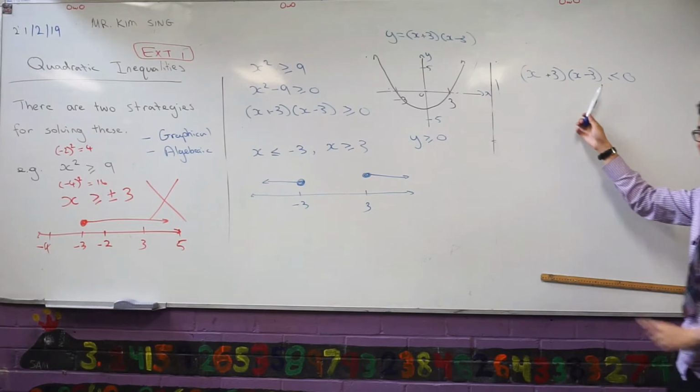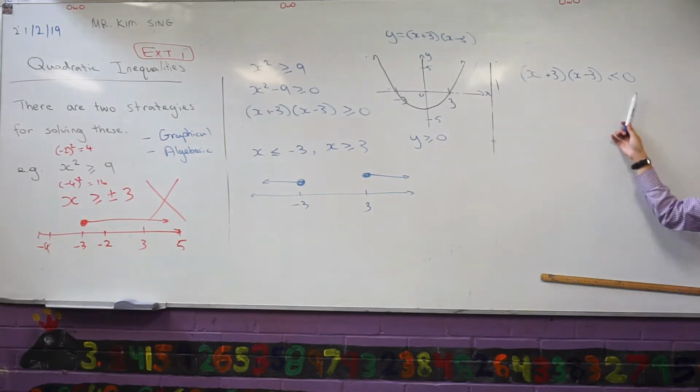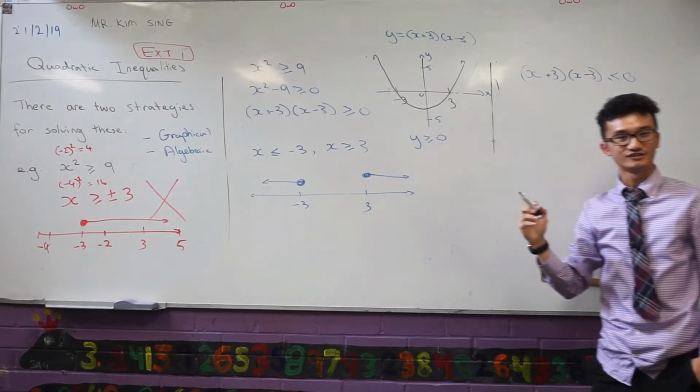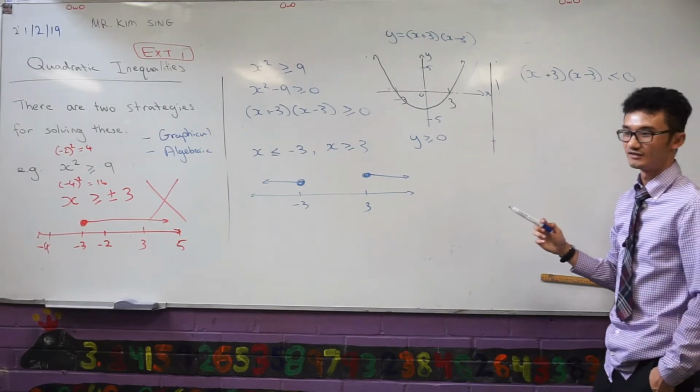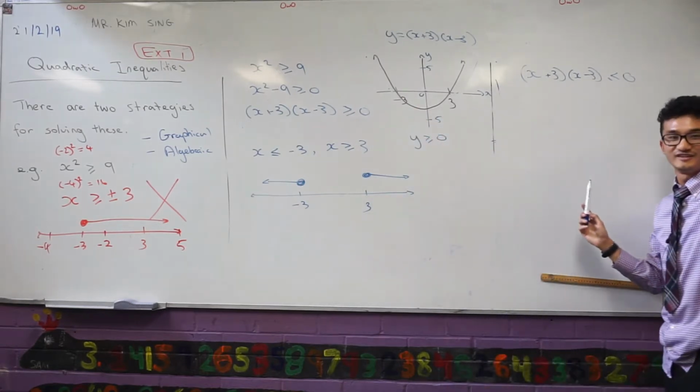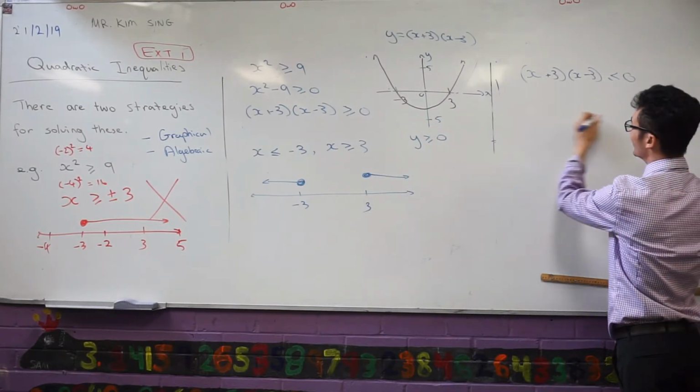So now I've changed the question slightly. I want when this thing is less than or equal to 0, right? For what values is this below the x-axis? So which sections? Like here, right? Between minus 3 and 3. And between minus 3 and 3. So I'll draw my number line.